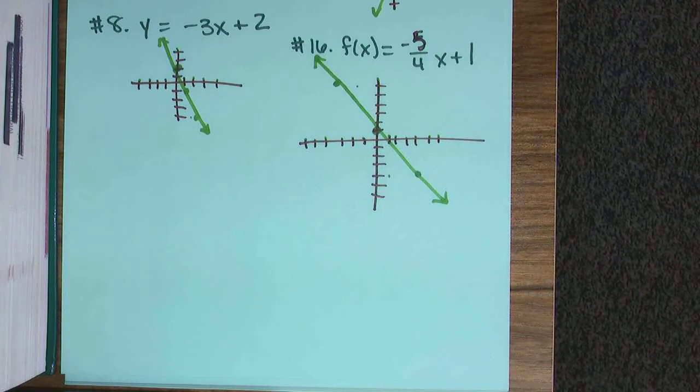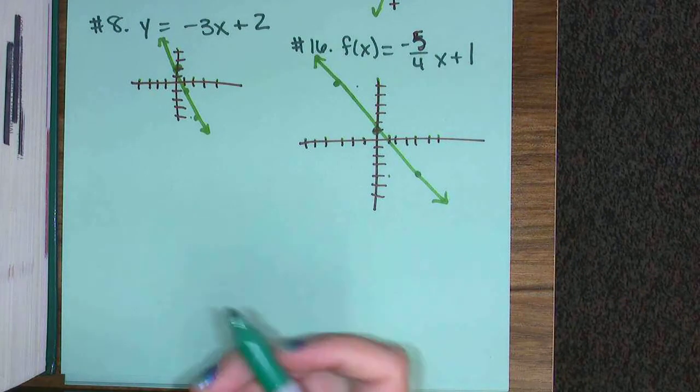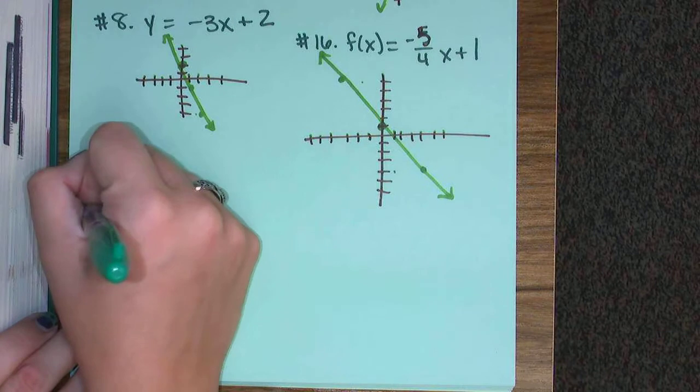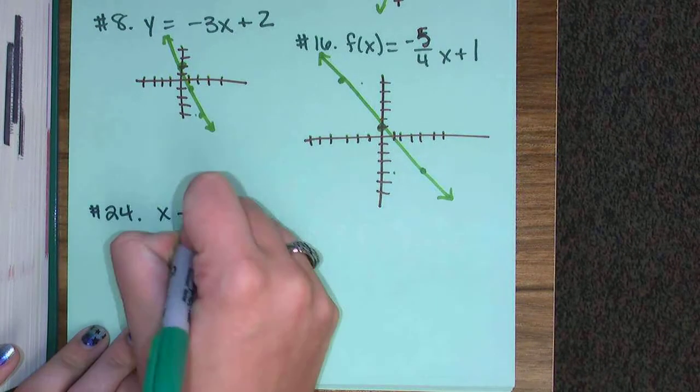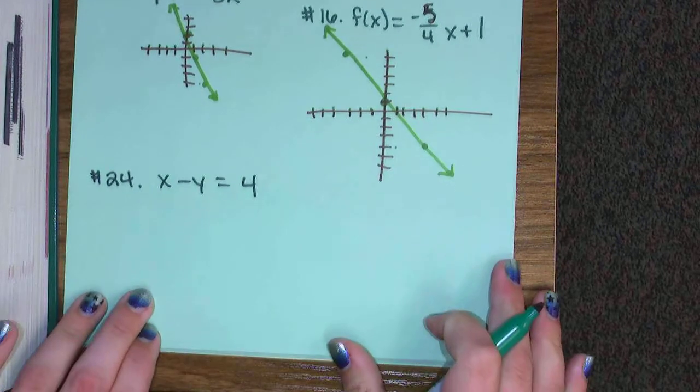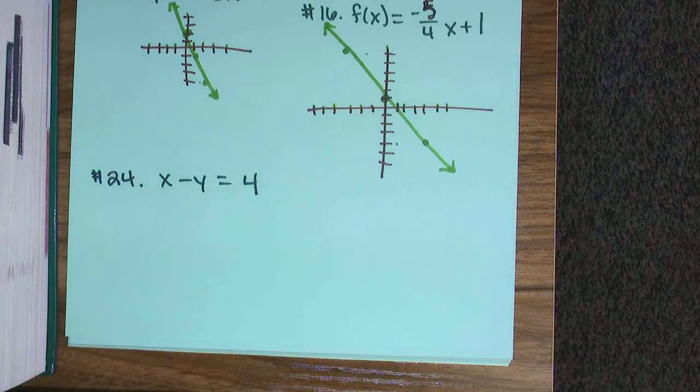Alright, so then the next one's jumping down to 24 through 29. Say to find the x and y intercept of the line with the given equation. So, 24, x minus y is equal to 4. Alright, so with these ones, these are the ones that are in standard form. We're not actually graphing these, you're just purely telling me the x and y intercepts.